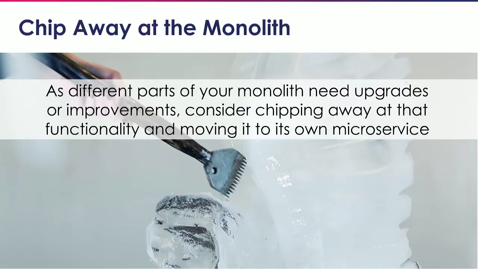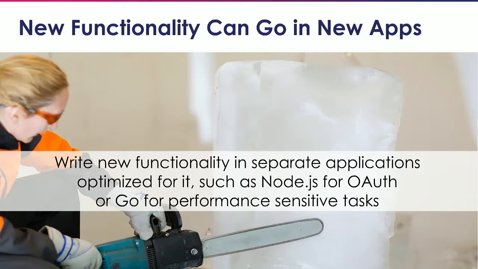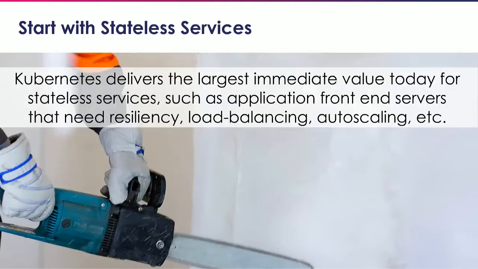Then, and this is really the key idea of the whole deck, you start chipping away at your monolith. As different parts of it need upgrades or improvements, instead of just doing development the old way, look at whether you could pull a whole piece of functionality out and move it into its own microservice. For example, if you're going to be implementing OAuth for the first time, maybe you would prefer to do that as a separate Node.js app that's communicating back to the legacy app for authentication. If you have some performance-sensitive tasks that you want to run, maybe you want to write that in Go.